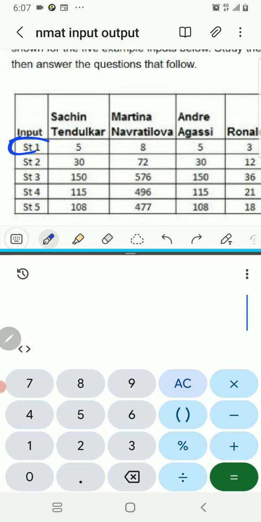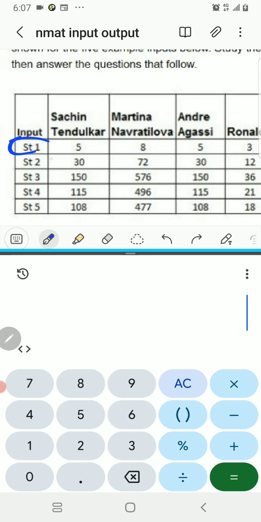The next thing is to process this 5. For this particular one, 5 plus 1 is 6. 6 times 5 is 30. Let's do the other one. 8 plus 1 is 9. 9 times 8 is 72. So that pattern is working.